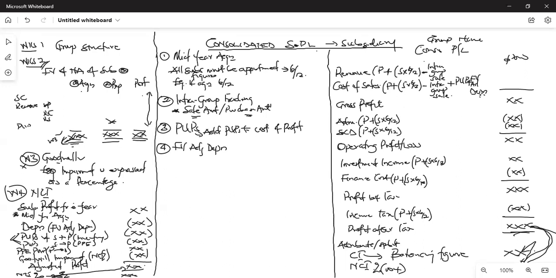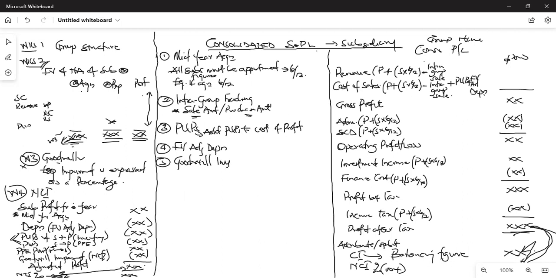All right, that's it. Now, the fifth trick is that when you are being asked to prepare goodwill, calculate goodwill, you know that what you get in the goodwill that will affect this part is what? Goodwill impairment.